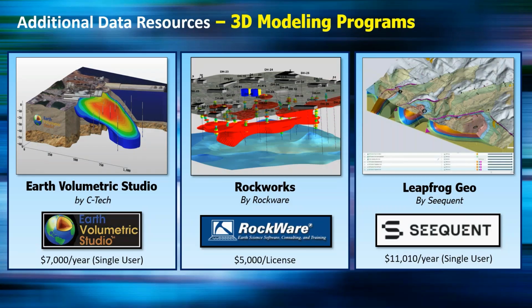And then Leapfrog Geo by Seequent is, I might even call it, the industry standard. It's being used, I think, by a lot of the bigger companies. It's more expensive. I think the prices go considerably higher once you start getting more licenses and for larger companies, but it's still very good software. But I really can't speak much to it because I am not a user of Leapfrog Geo.